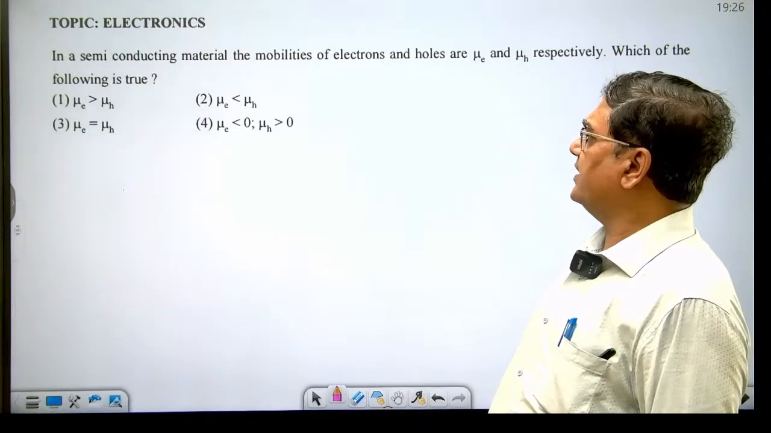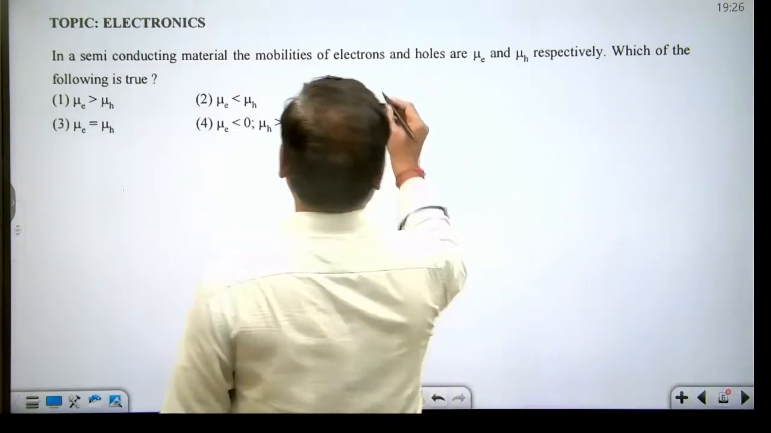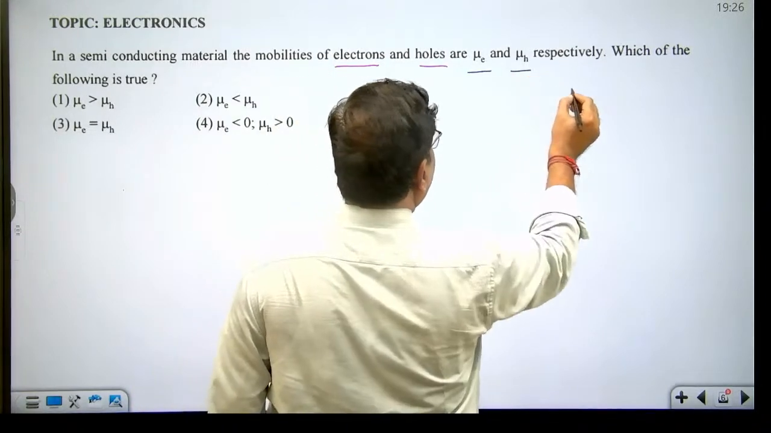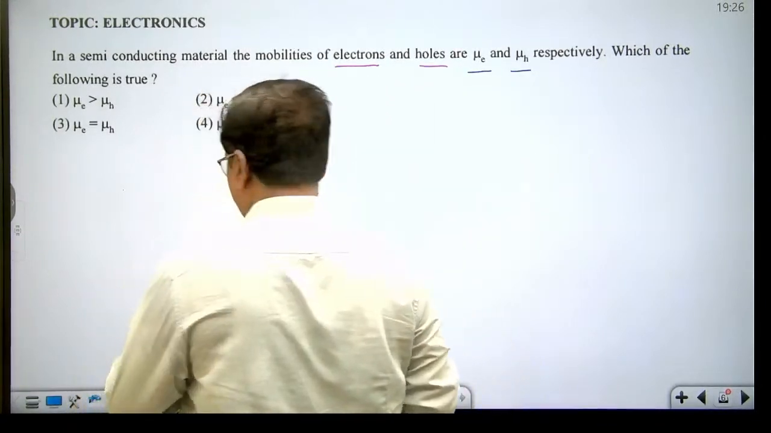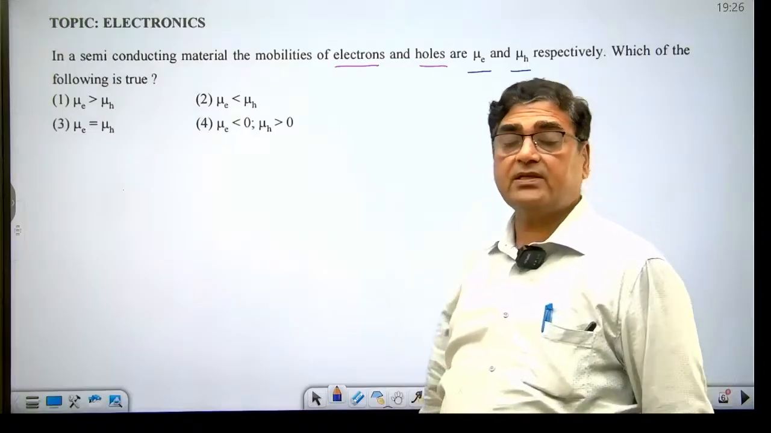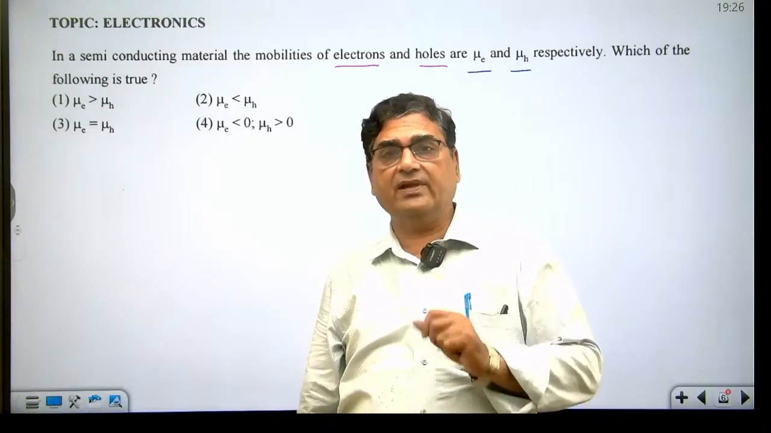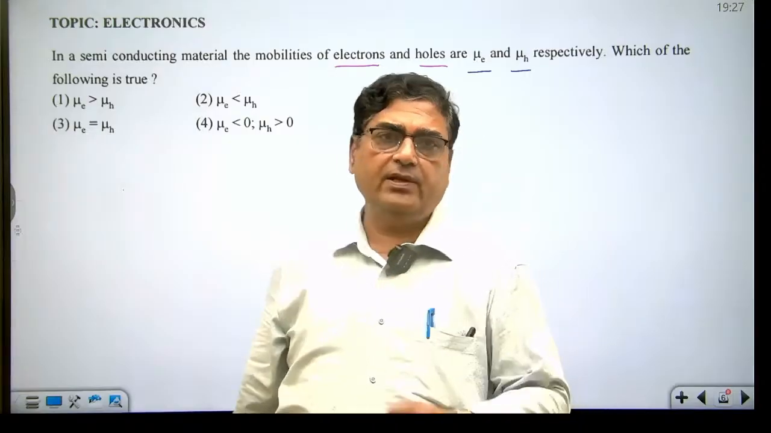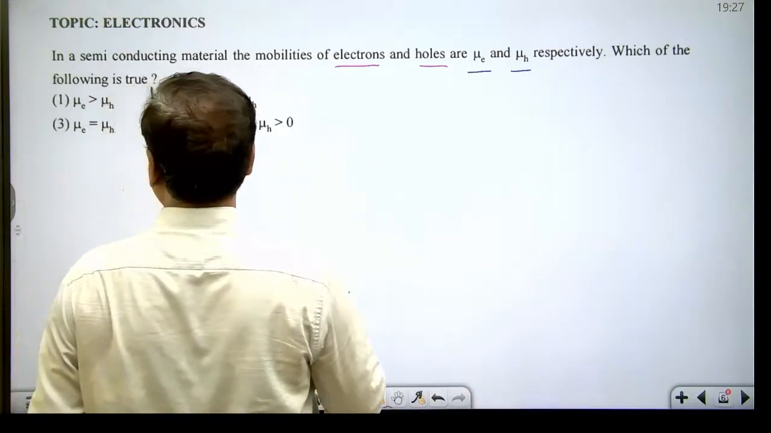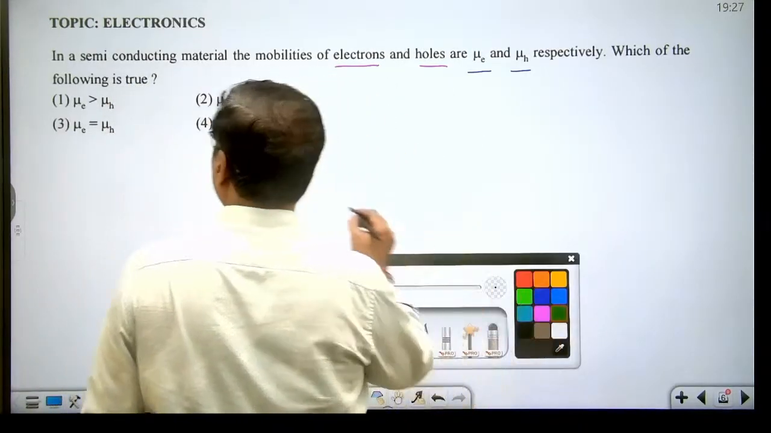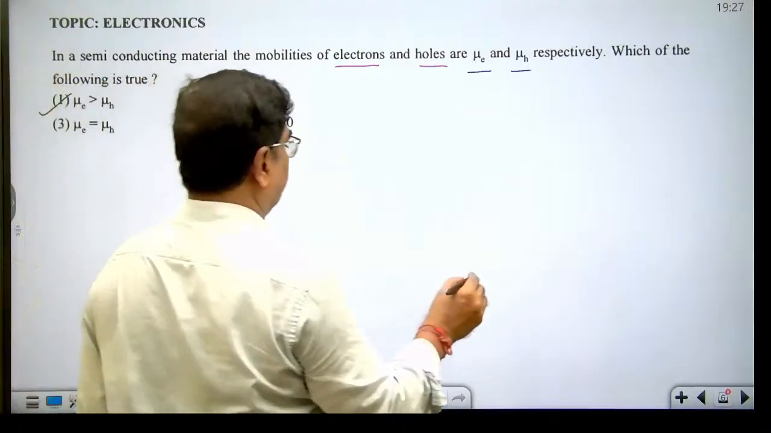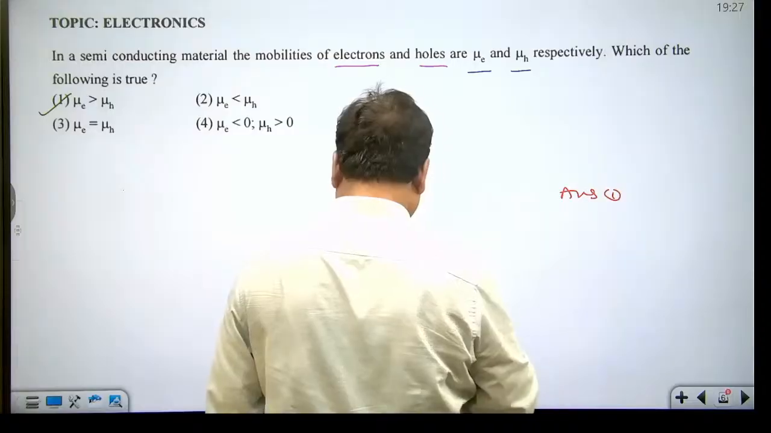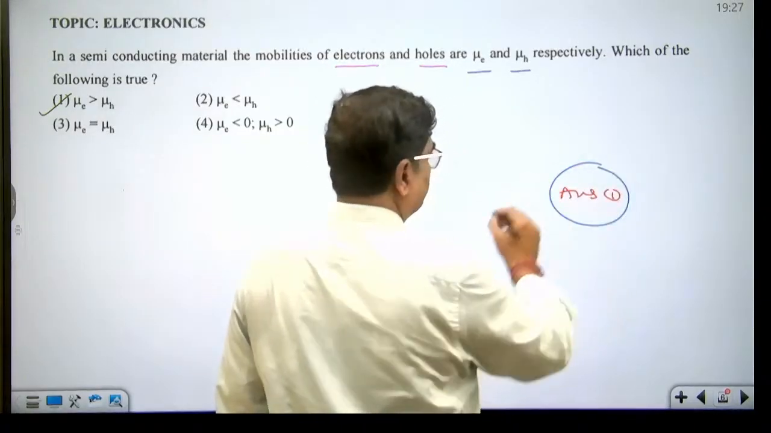In a semiconducting material, the mobilities of electrons and holes are mu e and mu h respectively. Which of the following is true? Since electrons remain in the conduction energy band and holes remain in the valence energy band, the mobility of electrons is more than the mobility of holes. So mu e is greater than mu h. So out of 4 choices, the correct answer is option 1.